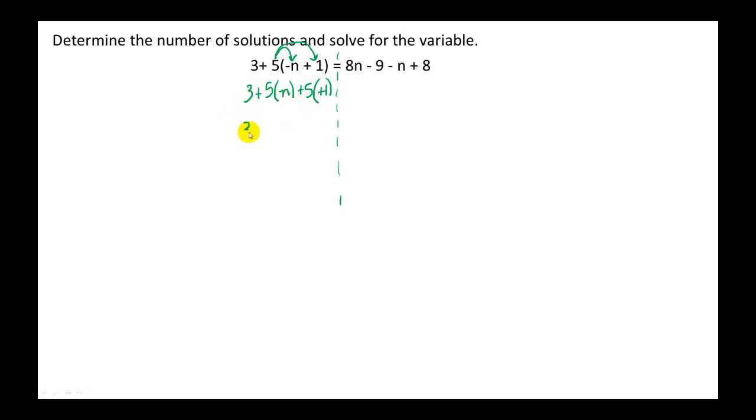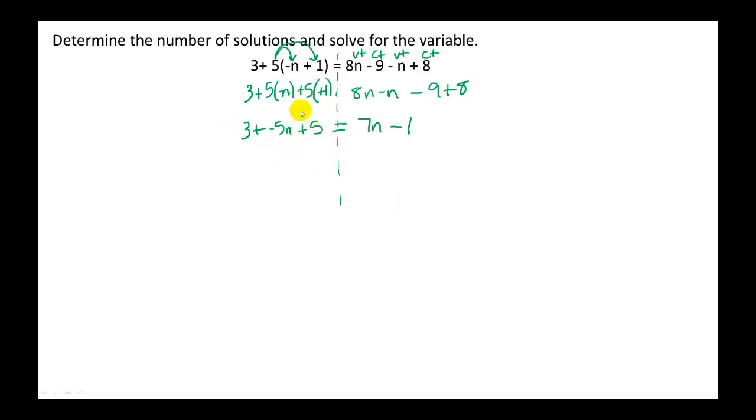So that tells us we have 3 plus 5 times negative n is negative 5n, and 5 times 1 is positive 5. That's equal to, on the right side, we have a variable term, a constant term, variable term, and a constant term. So we're going to rewrite with the variable terms together, 8n minus n, and the constant terms together, negative 9 plus 8. So if we have 8n and we take 1n away, we're left with 7n. And if we have negative 9, but we add 8, we have a negative 1.